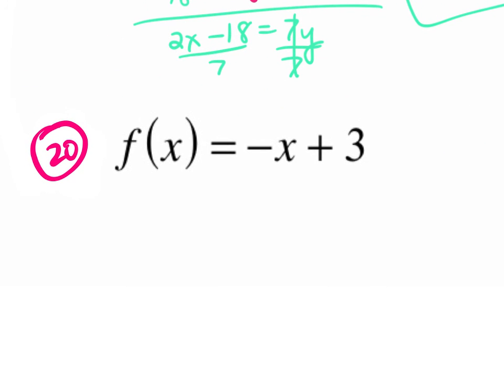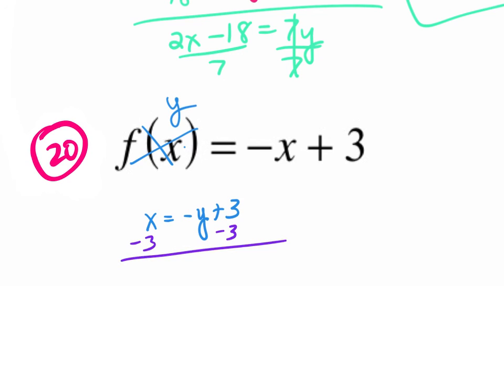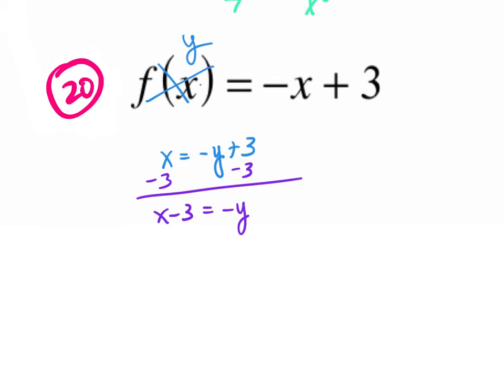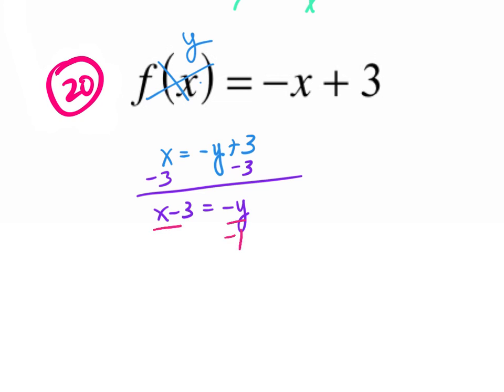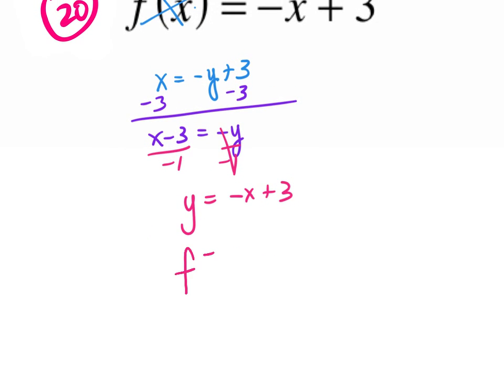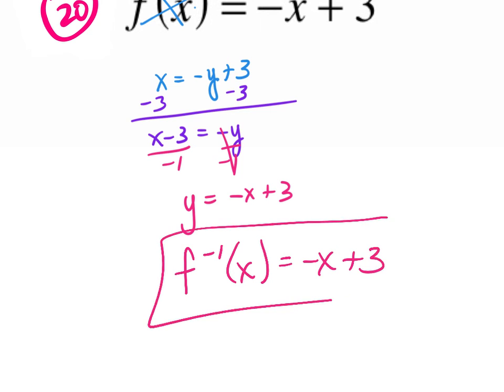I'm going along here because no one's saying anything. So we're going to change this to a y. Switch your variables. You have x equals negative y plus 3. Subtract 3 from both sides. So you get x minus 3 equals negative y. We don't ever leave variables negative. So divide by negative 1. And you get y equals negative x plus 3. Change that to function notation. So f negative 1 of x equals negative x plus 3.